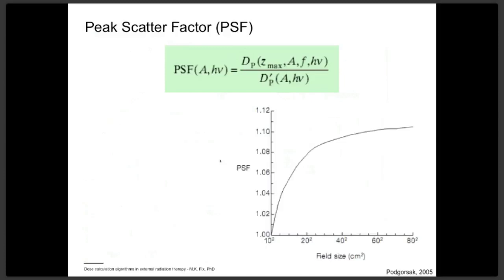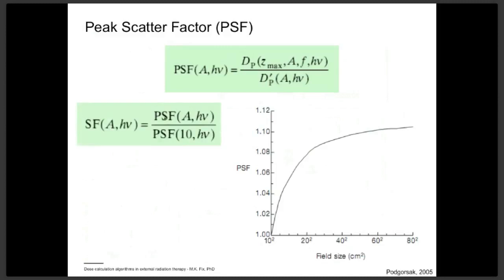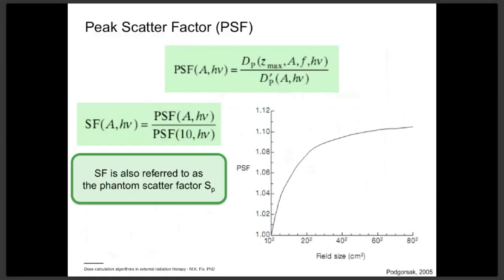One of those is that it's dependent on the field size. And if you provide a scatter factor as a ratio of the peak scatter factor, putting in relation the peak scatter factor of a certain field A to the reference field of a 10 by 10 field, we get the scatter factor that takes into account the phantom scatter. Some are also calling this phantom scatter factor SP. That's the nomenclature used typically by Kahn.